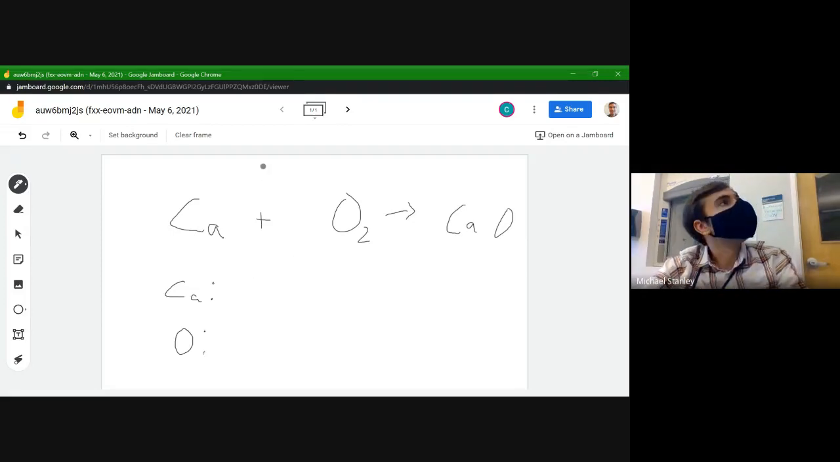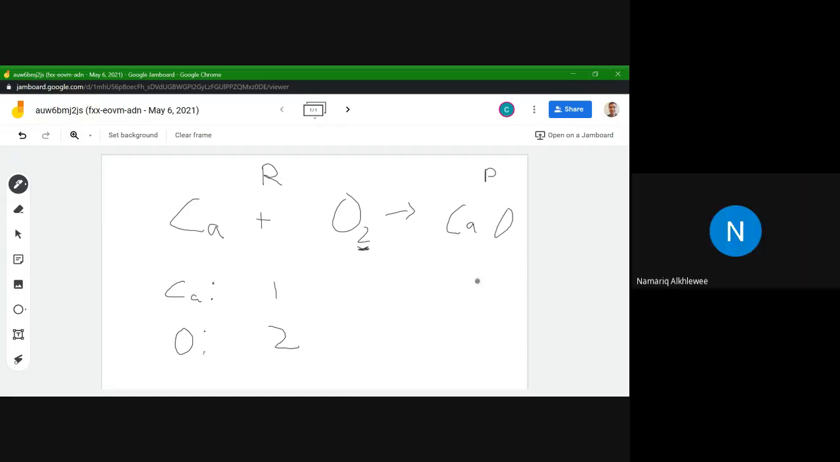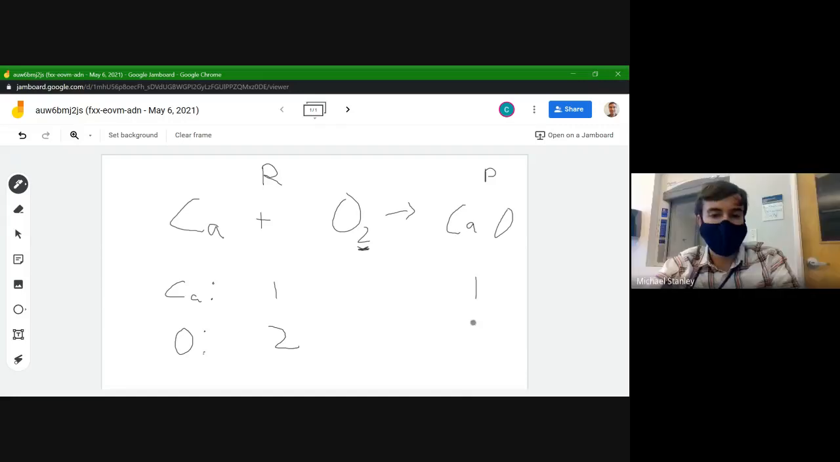So how many Ca's do we have over here on the, so this is the reactant side, and over here is the product side. So how many Ca's do we have over on the reactant side? 1. Precisely. And how many O's are on the reactant side? 2. Very good. 1 Ca and 2 O's because of this guy right here. What about over on our product side? How many Ca's and O's do we have? 1 Ca and 1 oxygen. Exactly. So just the 1 Ca, 1 O that are bonded together.